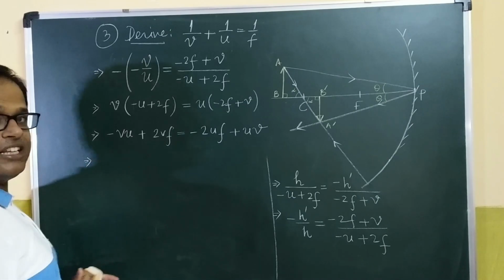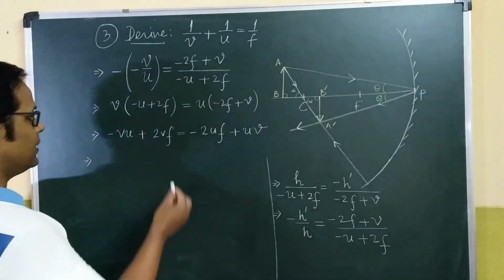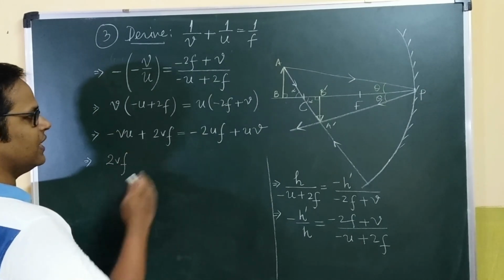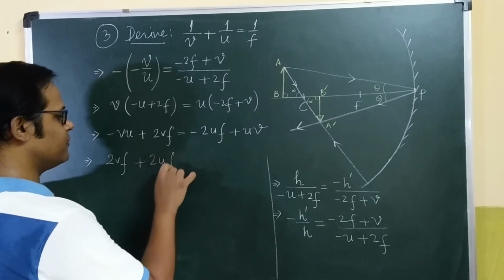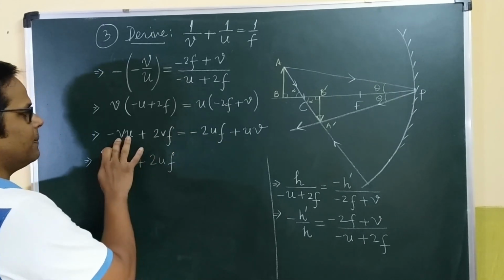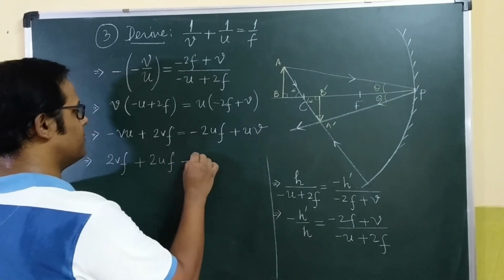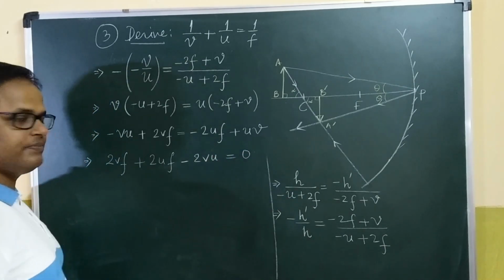Let us rearrange all the well-known quantities on one side. Suppose I want to write this first, 2vf, which is always positive sign. This comes to the left side, becomes a positive sign, 2uf, and observe very closely, minus vu plus u comes this side, it will become minus 2vu should be equal to 0.